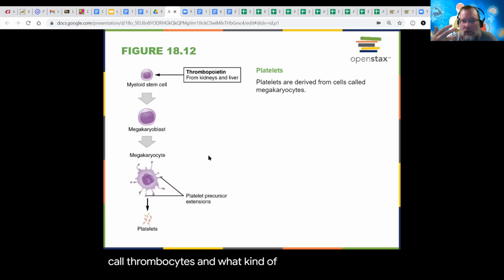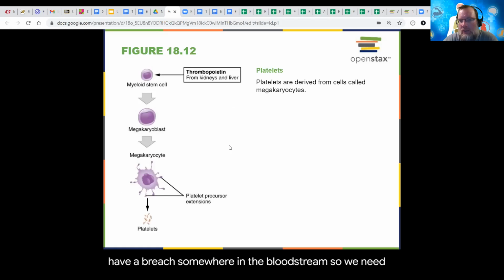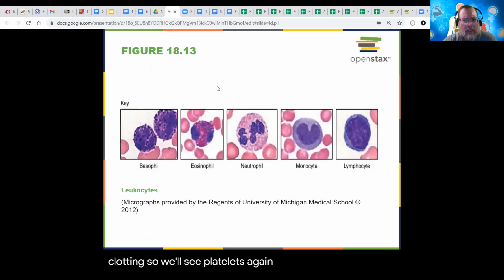And what triggers platelets to be active is typically going to be some sort of hormone or chemical that's been released because there's a need for clotting. We have a breach somewhere in the bloodstream, so we need some sort of a clotting mechanism. Okay, and I have a couple of slides coming up in a few minutes about clotting. So we'll see platelets again. But next semester, in Advanced, we do more with clotting.